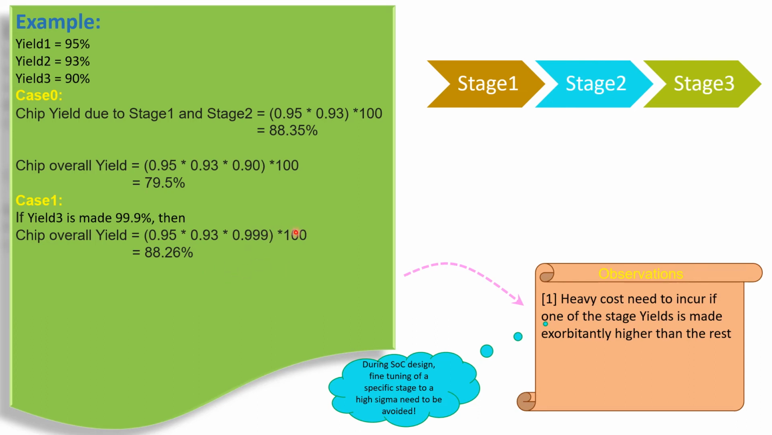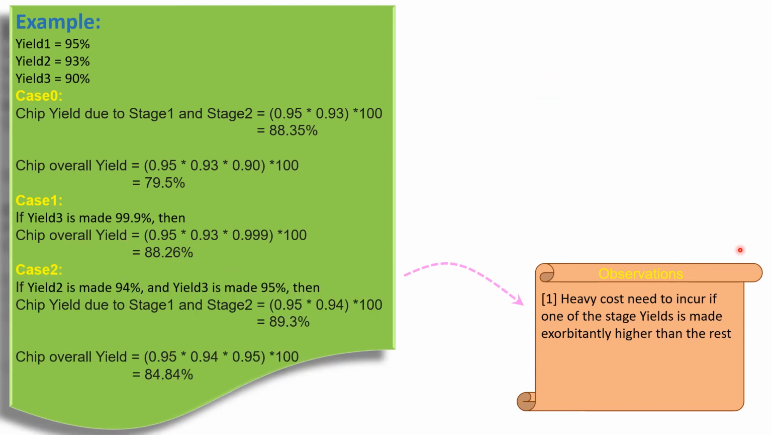So that means we need to incur a lot of cost. This cost can be in terms of area or power or performance, whichever it is. We are trying to make one of these very high, and thus we are achieving higher yield. So this is one situation which we should not do in general.